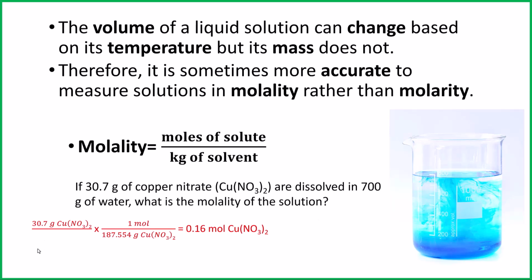So starting here with our molar mass, we're going to take 30.7 grams of copper nitrate, use the molar mass of copper nitrate, and gives us 0.16 moles of copper nitrate. And we're going to divide that by 0.7 kilograms. So we are converting our 700 grams. And that's going to give us 0.23 moles per kilogram, which would be the molality of that solution.